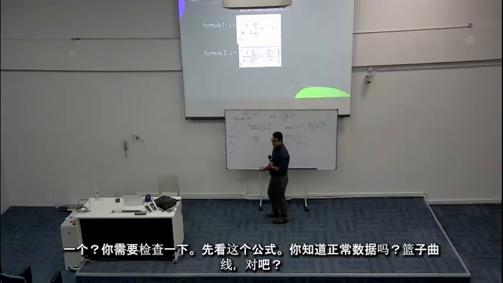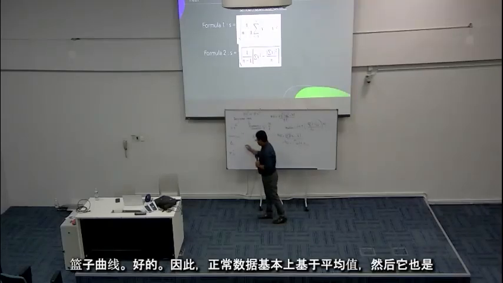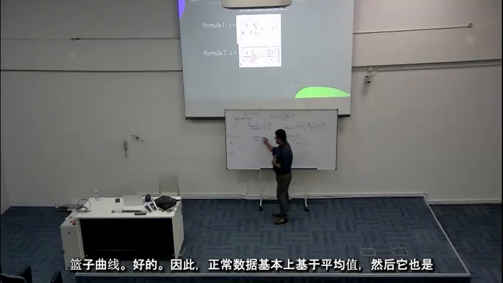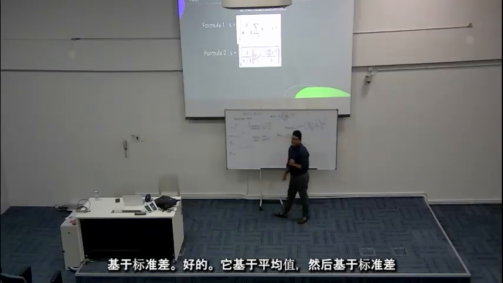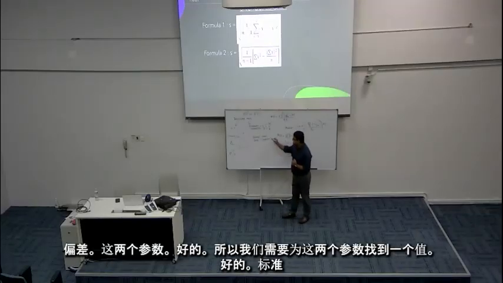You know normal data? The bell-shaped curve, right? Normal data is based on the mean, and it is also based on the standard deviation. These two parameters, okay? So we need to find the value for these two.